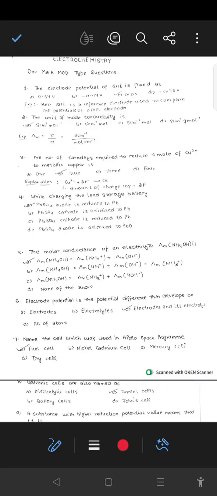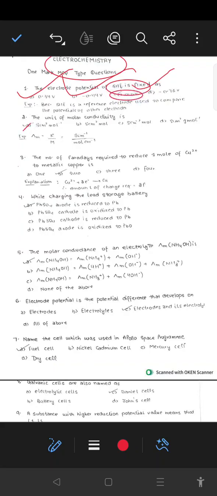Hello students, today we are going to discuss the next chapter, that is electrochemistry, 12th class chemistry. Right, let's start from the MCQ section. The first question: the electropotential of a SHE, standard hydrogen electrode, is fixed. As we already know, the standard hydrogen electrode potential is 0 volt.